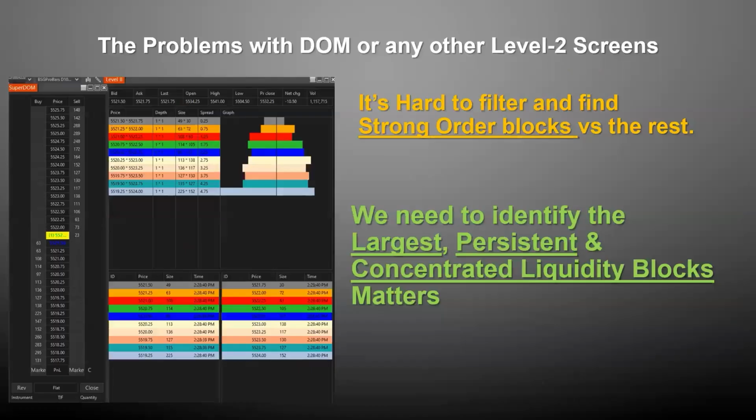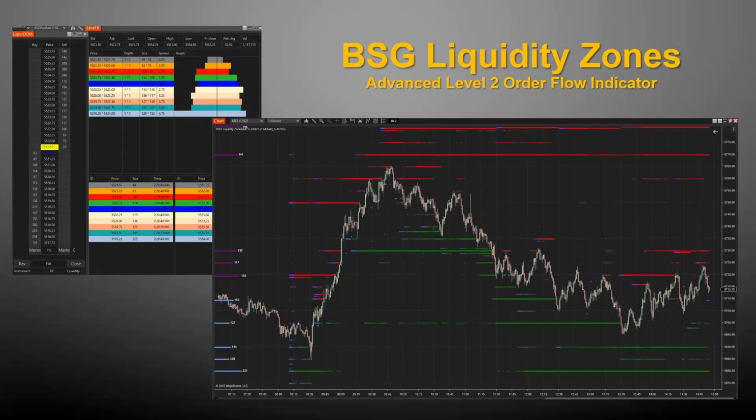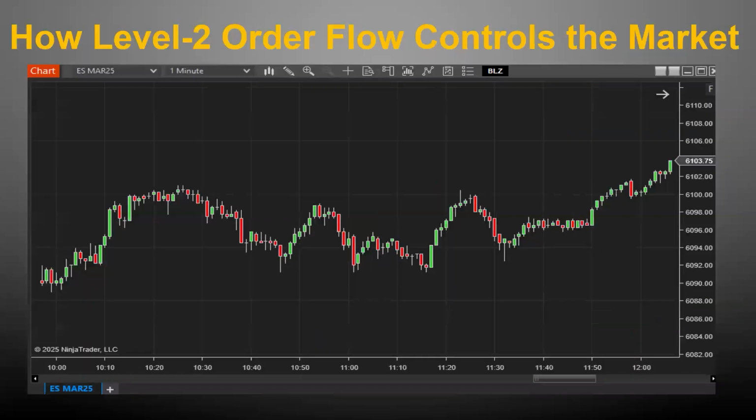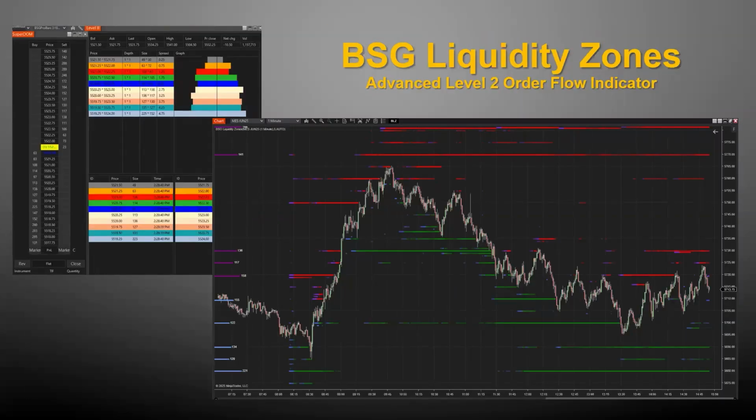That's why, if you go back, I said we need to identify the largest persistent concentrated liquidity blocks that really matter. We don't want to just paint all the numbers into a market depth chart that doesn't have any meaning at all. We want to see only the important order flow blocks. So when we started plotting, we started seeing real patterns and then the price movements.